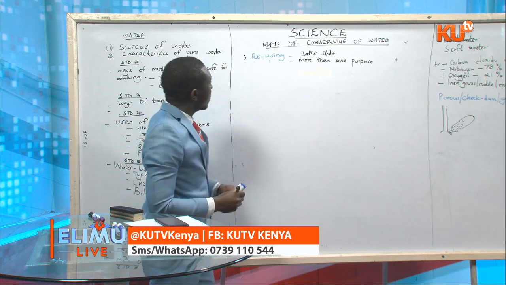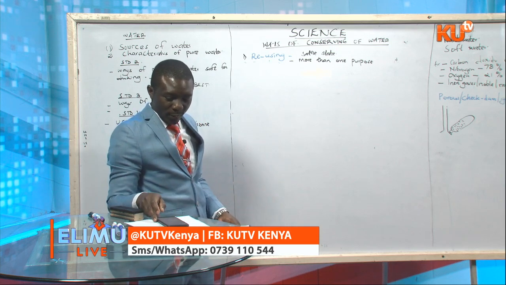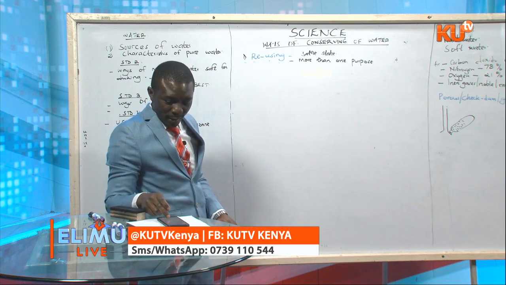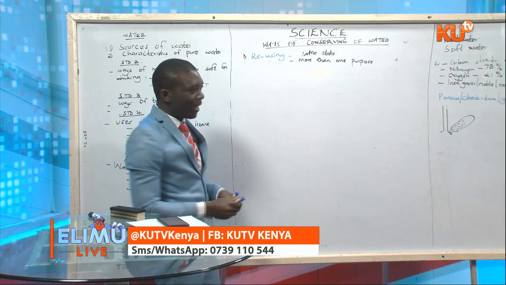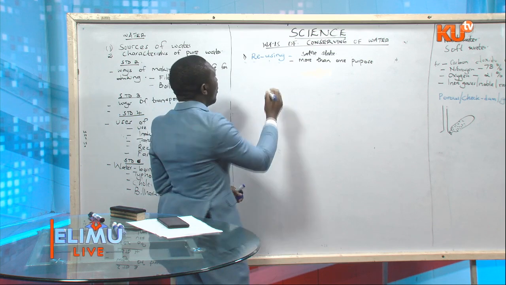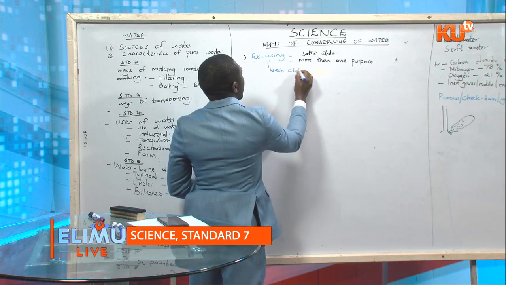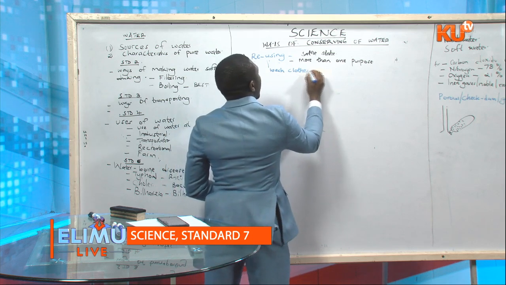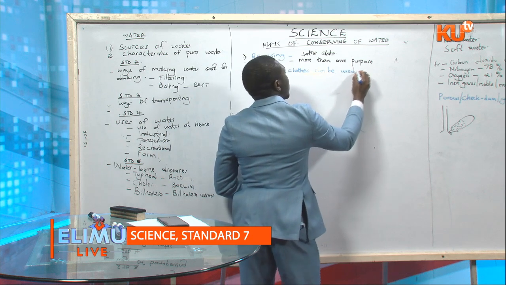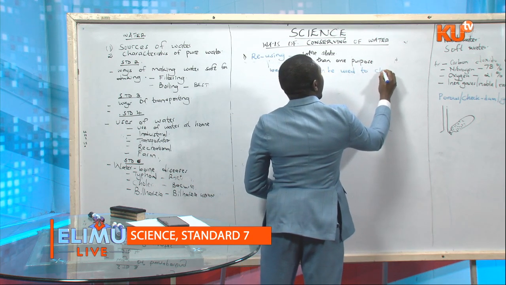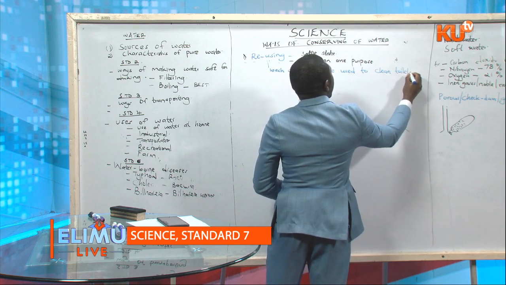So, what are some of the ways of reusing water? We have some of these ways of reusing water. The first one, water used to wash clothes can be used to clean the toilets or bathrooms. You can see it is the same water.